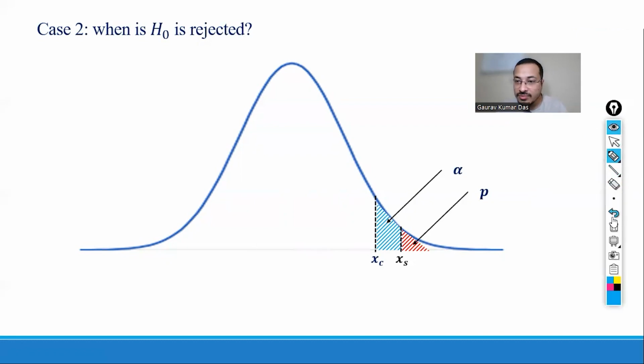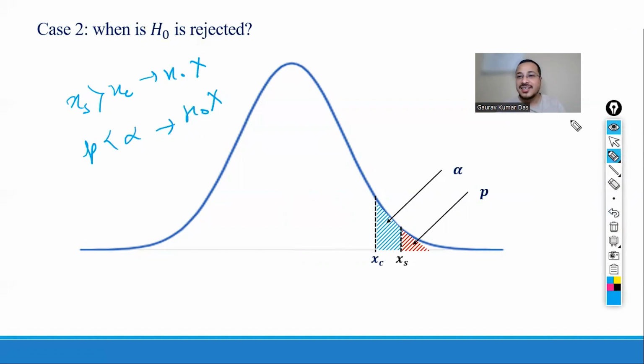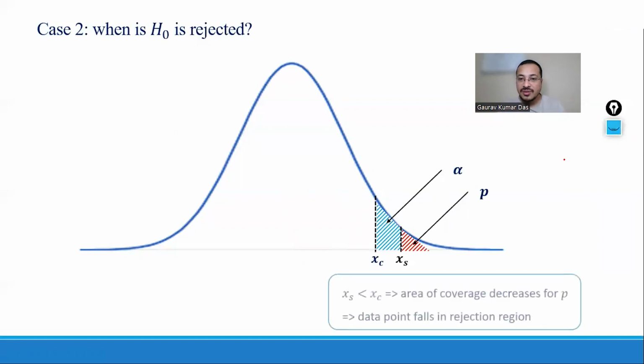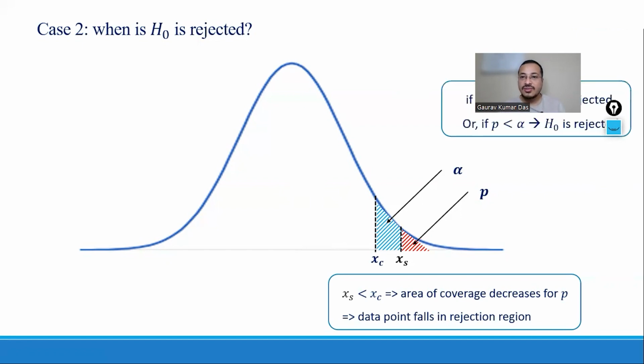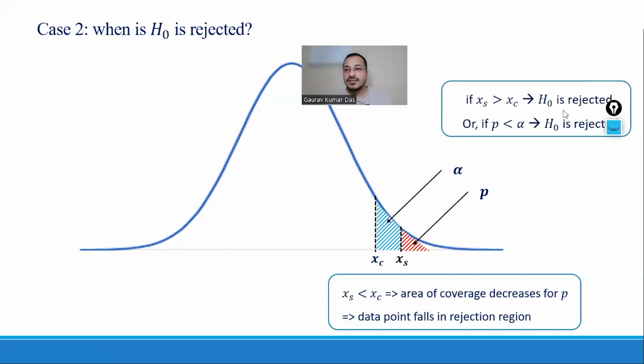So my P value, two things, right? My XS is greater than XC, means H naught is rejected, or my P value is less than alpha, then also H naught will be rejected. So that is what it is. Very simple. The reverse way. So when XS crosses XC, the area of coverage for P reduces, and that's why the data point falls in the rejection region. So this is my rejection region anyways, right? Correct? And hence, this is the condition which I already have stated in the previous slide.